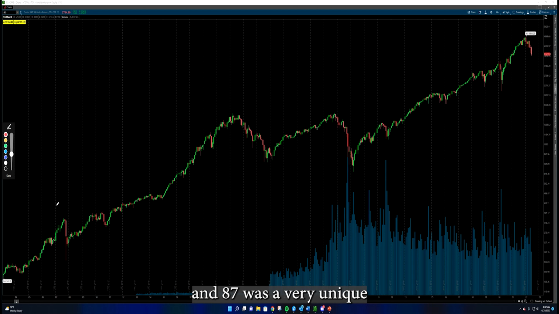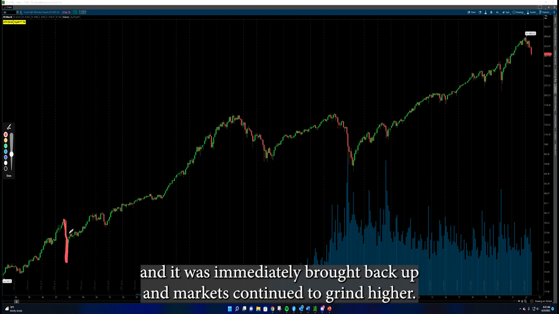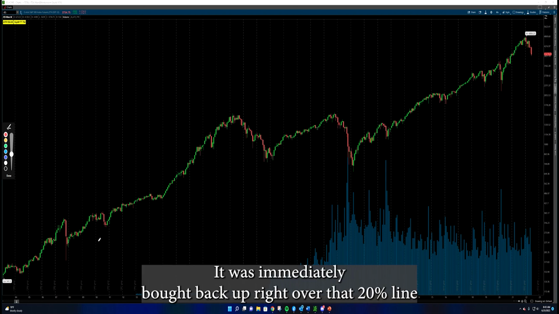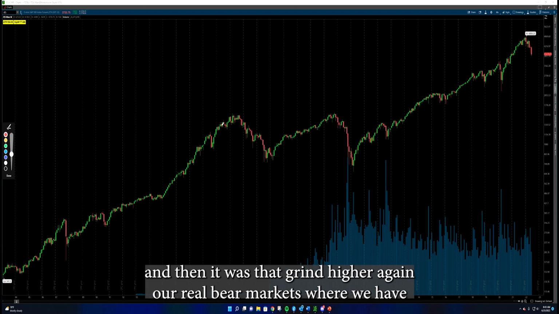And 87 was a very unique occurrence because it was that major flash crash, and it was immediately bought back up, and the markets continued to grind higher. So there wasn't a ton of price action. It was really just an extremely sharp, quick sell-off that was immediately bought back up. Right? Over that 20% line, considered a bear market, but really it was one month candle down essentially, and then it was that grind higher again.